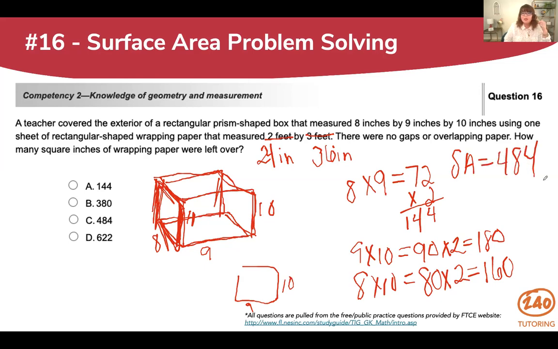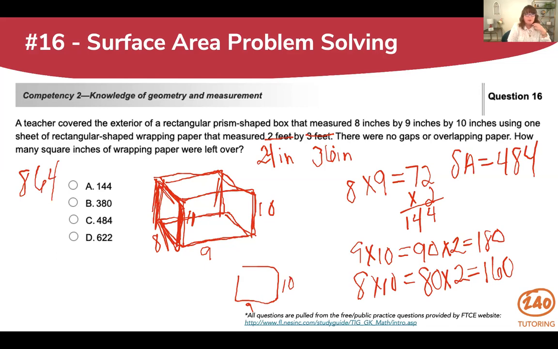Okay. Now it said we had wrapping paper. See, there's multiple steps here. That was 2 feet by 3 feet. So 24 by 36. I'm not going to do that math either. I'm going to get out my calculator. 24 times 36. So our wrapping paper surface area was 864.